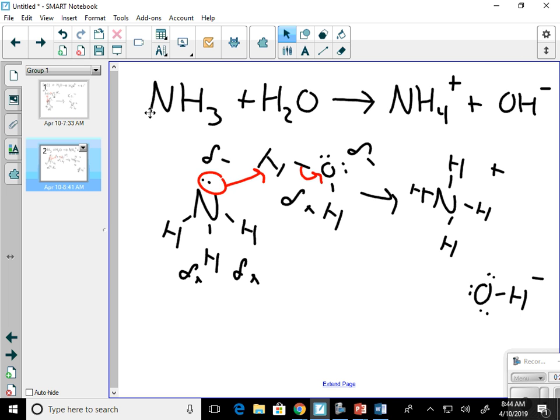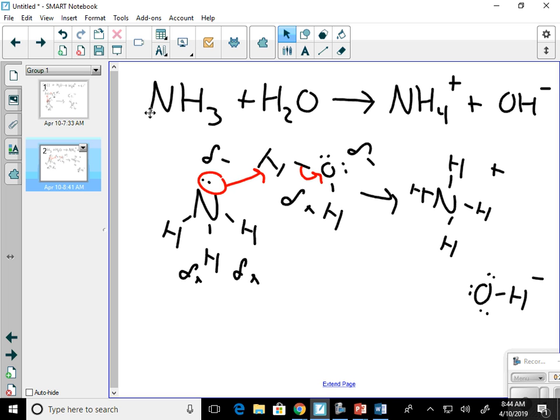So the two definitions I gave you of a base: one is it creates hydroxide when it's in water. This is an example of that. Second definition of a base is it is something that will accept a proton. Acids give it, bases can accept it. NH3 is accepting an H from the water.